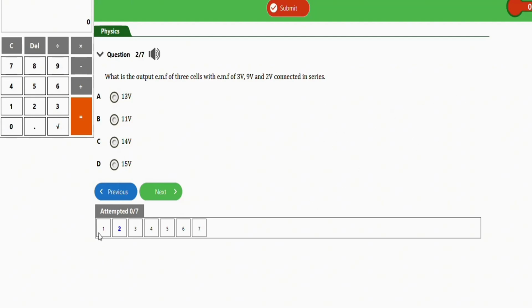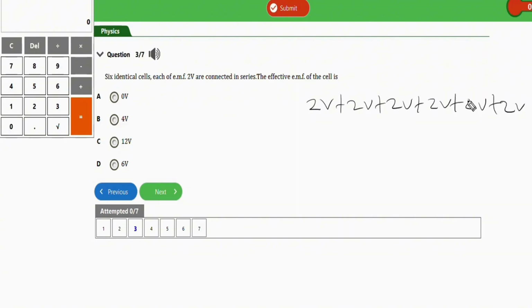That's it for this question. The next repeated question will be this one. It says 6 identical cells, each of EMF 2V, are connected in series. The effective EMF for the cell is, so it's talking about series connection and 6 identical cells are involved. So it will be 2V plus 2V plus 2V plus 2V plus 2V plus 2V, 6 times. So when you add, you're going to have 12 volts as the output of the effective EMF. That's it for this question.